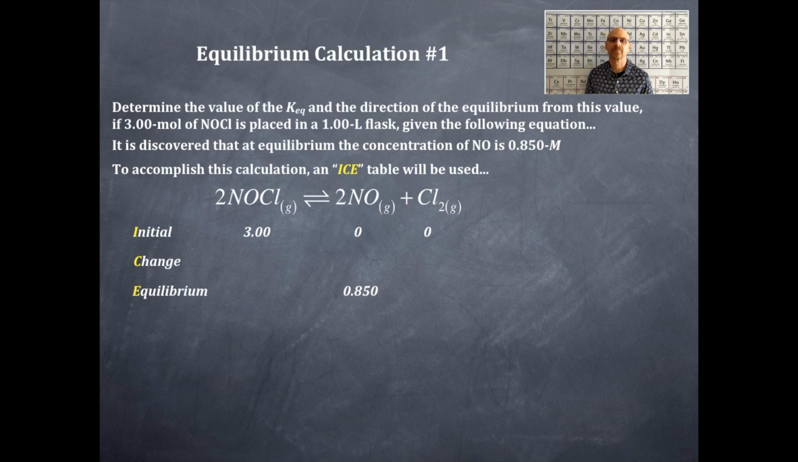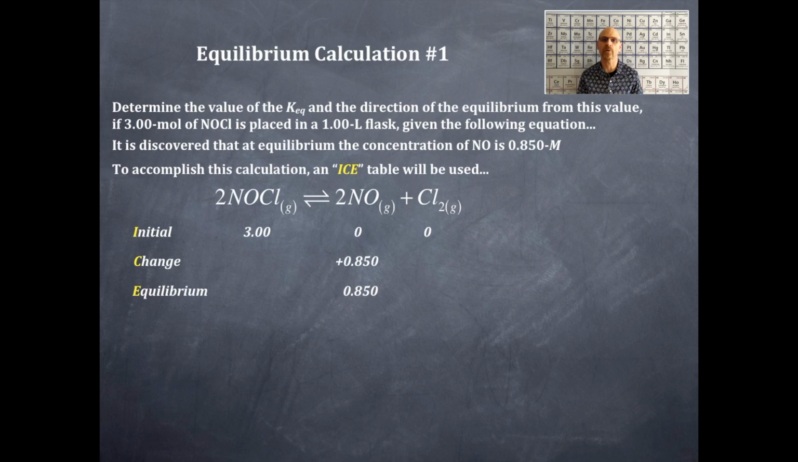Now the next step is to ask yourself, how did I get from the initial 0 for NO to equilibrium at 0.850? It's the sum of the initial plus the change that gets me 0.850. So the initial plus the change gives me the equilibrium column. How did I get from 0 to 0.85? Well, I had to add 0.850.